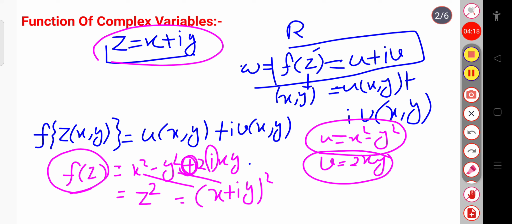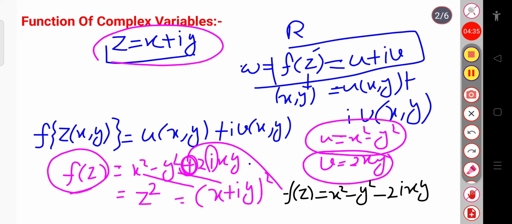But now, in place of plus 2 iota xy, if I write minus, that is, f of z equals x square minus y square minus 2 iota xy, here you can see that this is z star whole square, that is, x minus iy whole square. So we cannot define this function in terms of z. My point is, I am defining this in terms of z star, not in the form of z. So this is not a function of a complex variable, clear.